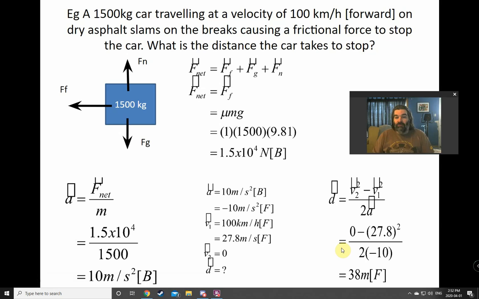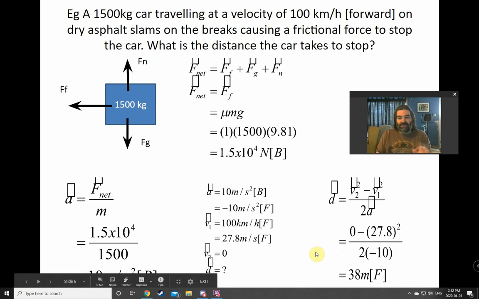So that's it. If you're going 100 kilometers an hour and your brakes work perfectly, please ignore the dumb dog barking in the background, you can't stop in less than 38 meters. It's not physically possible.